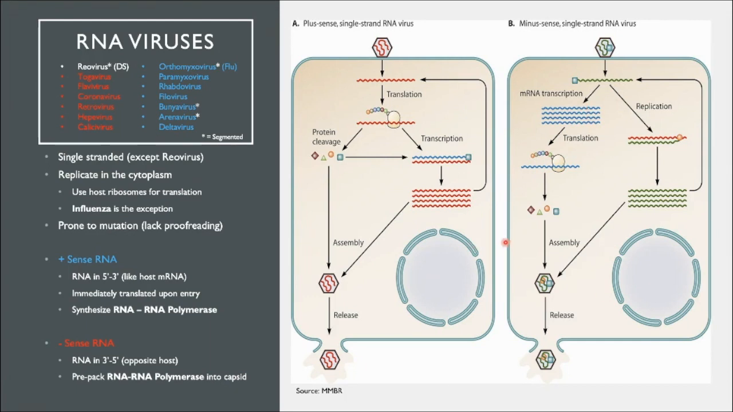Because all the RNA transcription and translation happens in the cytoplasm, these viruses never need to go to the nucleus. Of course, because this is real life, there is an exception in that influenza, for whatever reason, likes to go to the nucleus. That's just one of those things you got to know. So pox virus for DNA viruses is the exception. Influenza is the exception for RNA viruses.